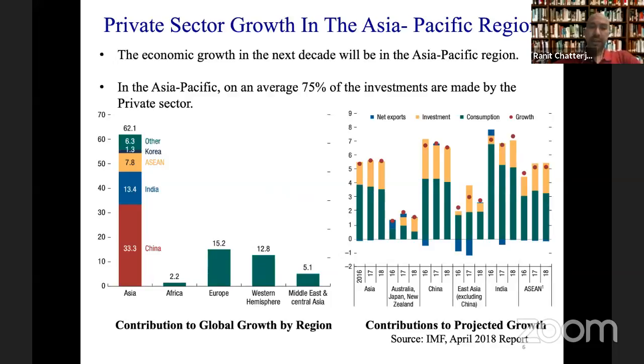This is just a slide to show how the private sector is growing in Asia Pacific. And you can see that compared to all the other regions, Asia Pacific is where the private sector is having huge growth. And also, interestingly, in Asia Pacific, it's the MSMEs who are ruling. So most of the investment that is happening in Asia Pacific is in MSMEs.